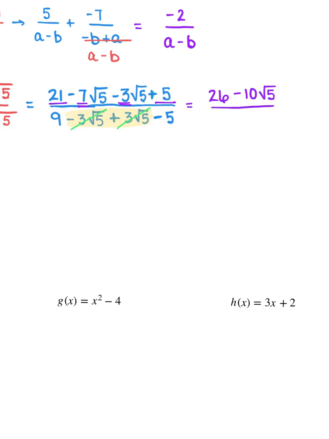And on the bottom here, I'm going to put together the 9 minus 5 and get 4. But then these terms canceled. And that's what I wanted to have happen, right? And so this over here that I'm left with is a more simplified version because I don't have any square roots living on the bottom. And that's what I was trying to avoid. Okay, that was a long one. The last one I think is actually easier than this one.